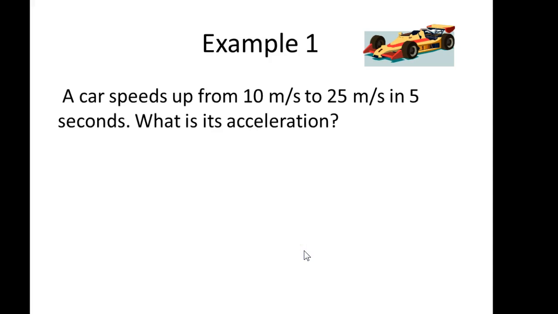Here we've got our first example. So we've got a car speeding up from 10 meters per second to 25 meters per second in 5 seconds, and we want to know its acceleration. Well, as you have an equation for acceleration, then you know instantly that you don't have to rearrange it. So have a go at that and then restart this when you have completed that example.